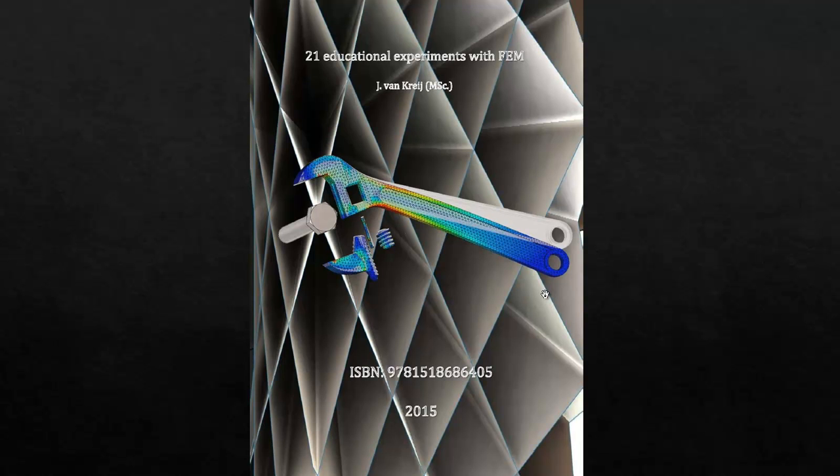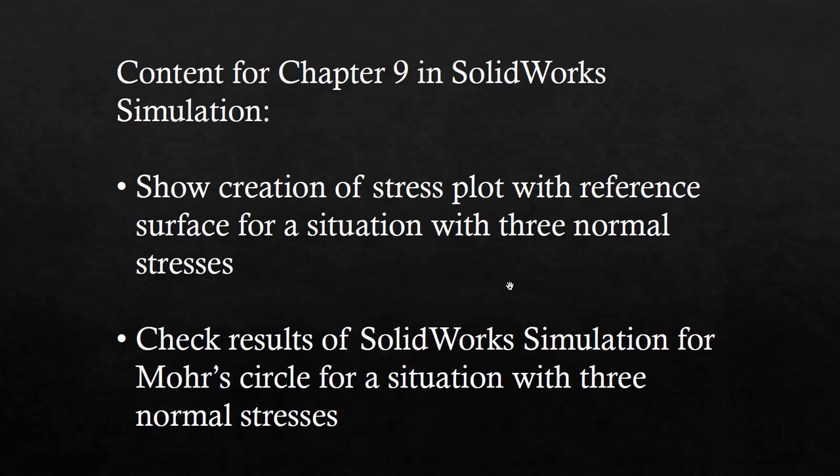In this video, I'm going to discuss chapter 9 of this book, and these are the subjects that I'm going to discuss. I'm going to create a stress plot that corresponds to a Mohr circle with a situation where there are three normal stresses. And after that, I'm going to check the results and see if I can get the values that correspond to the Mohr circles of this situation.